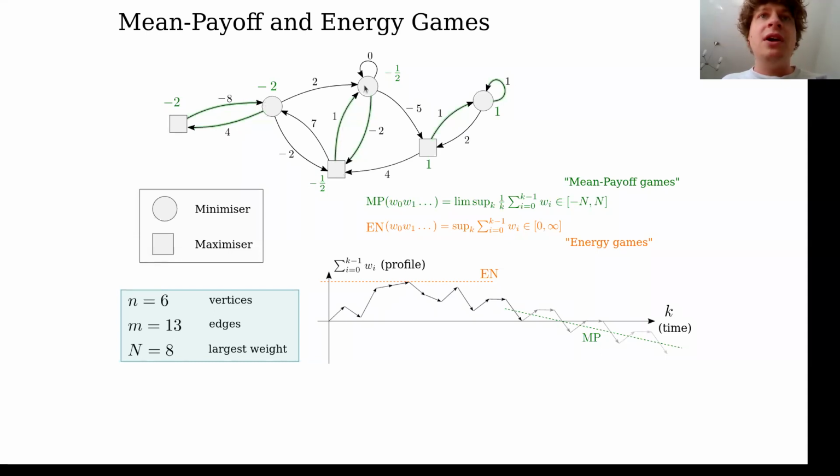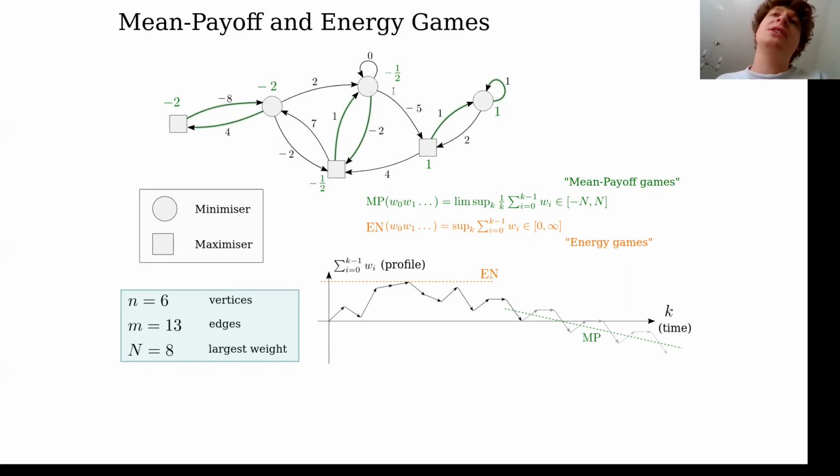However, if we go up there, then it's a better choice for the maximizer, because now one can observe that the best choice of the minimizer is actually to go down there, and this gives value -0.5, whereas this was value -2. So putting all of this together, one will realize that in this mean payoff game, the optimal strategies for the players are given by the green edges. And the values are written here in green beside every vertex.